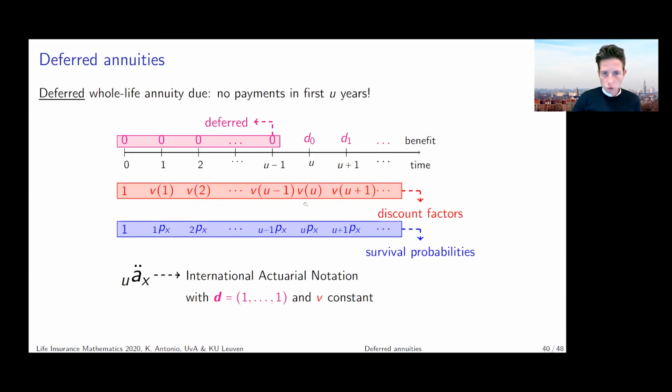And then a picture to conclude. So here you see the period of deferment going from 0 up to U minus 1. And then my first payment will kick in at time U, next payment at U plus 1, etc. I've got my discount factors, I've got my survival probabilities. So I need to combine these to put together the valuation formula.